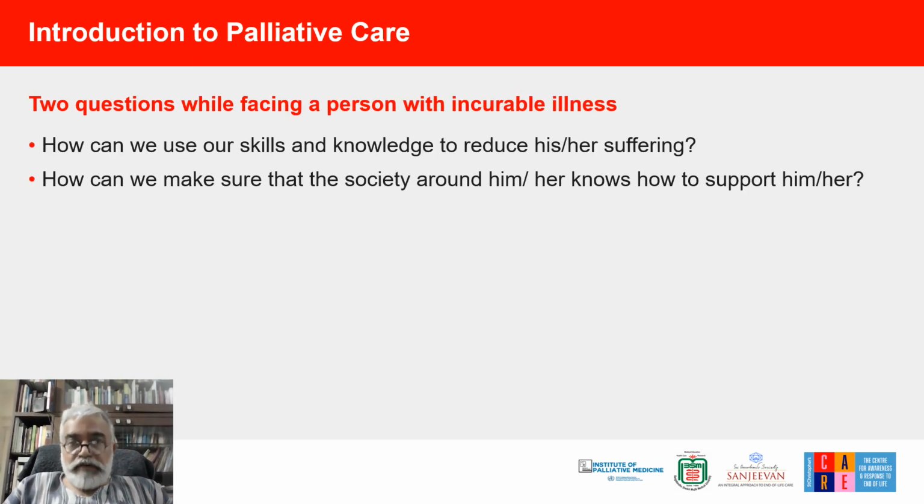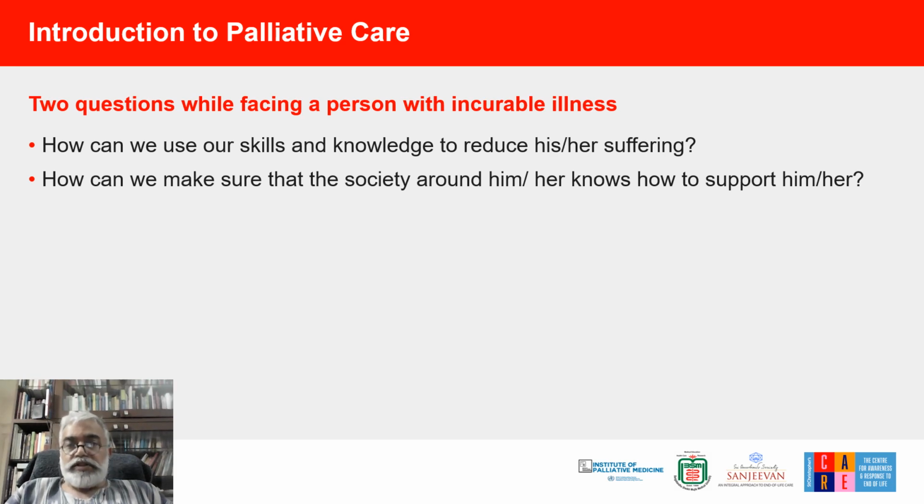As a healthcare worker involved in palliative care, you will be seeing people with incurable illness. Since a cure is not possible, you are looking at only two questions. The first question obviously is how can we use our skills and knowledge to reduce this person's suffering? The second question is how we can make sure that the society, the community, the people around this person know how to support this person.